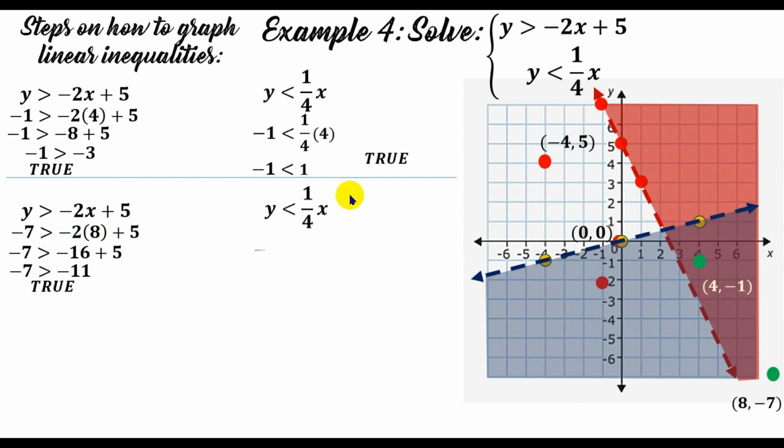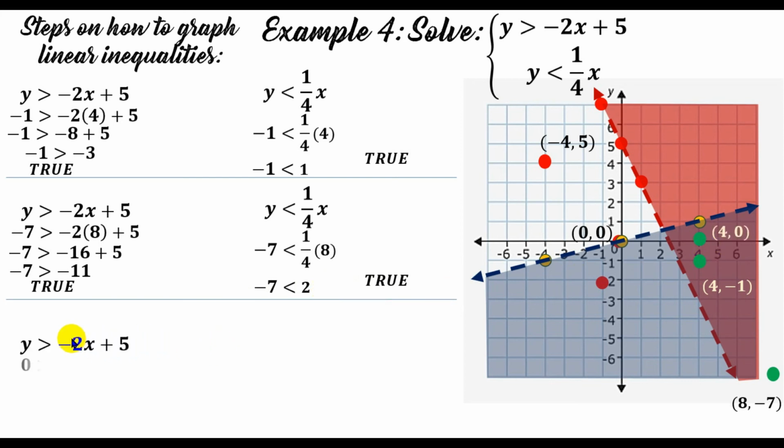For the second linear inequality from the system, y is negative 7, x is positive 8, 1/4 of 8 is 2, and negative 7 is less than 2, so this is true. Last, so we have another point, 4 and 0. So, ang y natin ay 0, ang ating pong x ay 4. So, negative 2 times 4 is negative 8, negative 8 plus 5 is negative 3, and 0 is greater than negative 3, that is true.